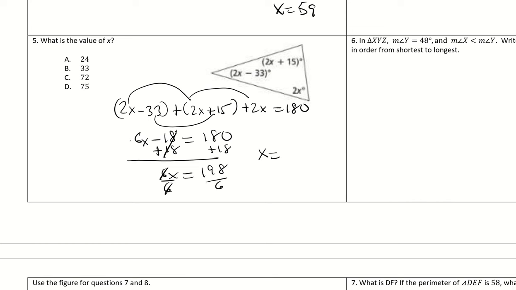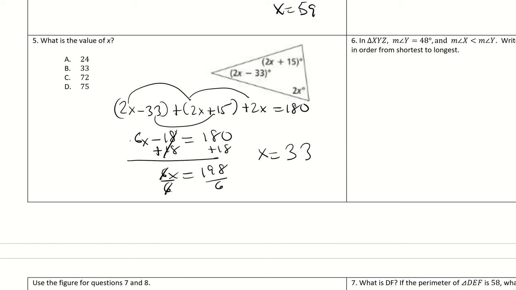And that is divisible by 6, so we can actually do that. 6 goes into 19 three times, so that's 18 with a remainder of 1. Bring down the 18, so it's going to be 33. All right, so there you go, x equals 33.